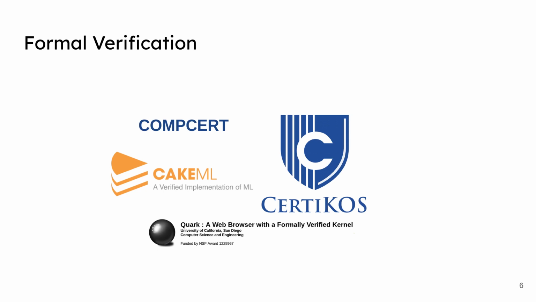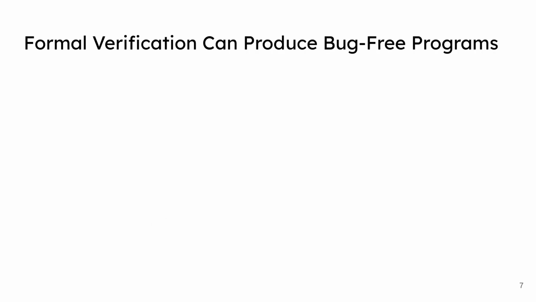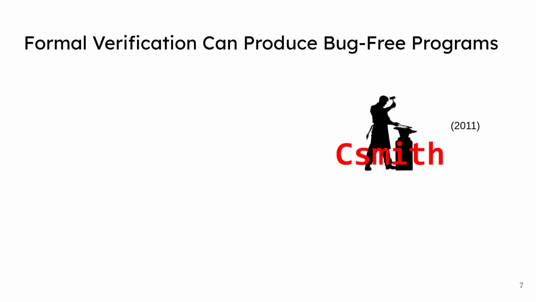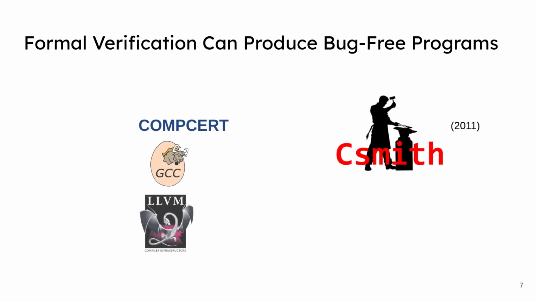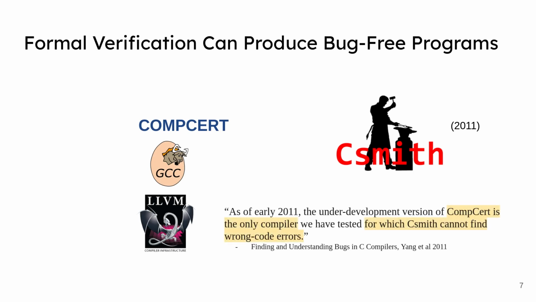And it's been shown empirically that it can produce bug-free programs. So what do I mean by empirically? Well, in 2011, there was this project CSmith, which attempted to test C compilers in a new way. And it tested the verified C compiler CompCert, as well as two industry standard compilers, GCC and LLVM. And what it found was that only CompCert had no wrong code errors, no bugs in it.